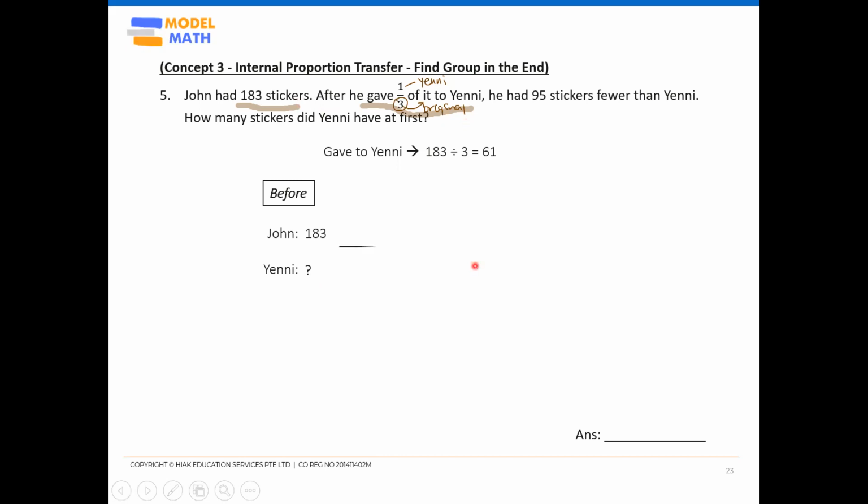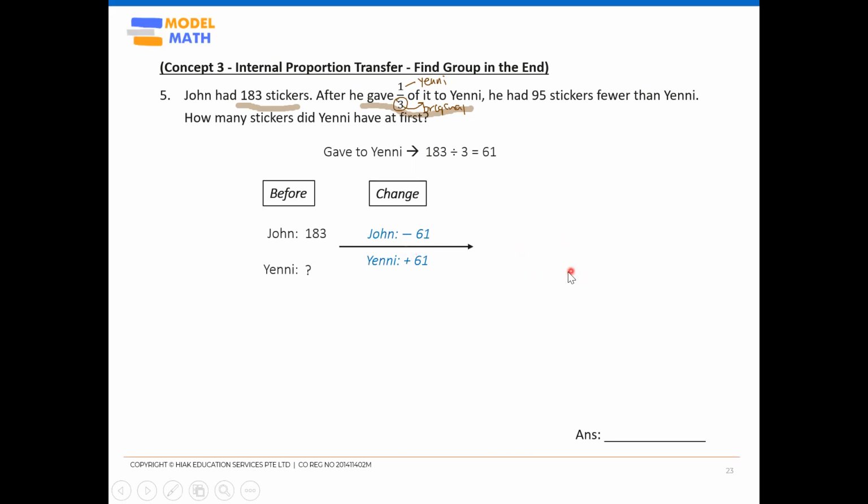So we're going to show the change next. Draw an arrow to show the change. So the change is what John gave to Yenni. So John gives 61 to Yenni, so John minus 61. Now, but because Yenni is also receiving, right? Yenni is the receiving person. So Yenni's stickers would have to increase by 61. So plus 61 for her. So there's a change for both of them.